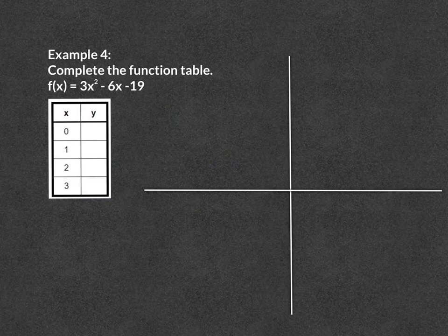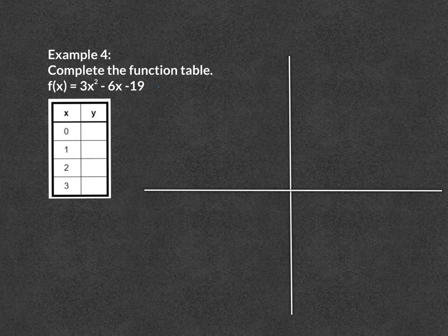Example number 4. Complete the function table. F of x equals 3x squared minus 6x minus 19. So remember, the notation f of x is exactly the same thing as y. To complete the function table, I'm going to put all of my x values into the equation to get my y value. Wherever there's an x, I'm going to plug in that value to get my y term. So I'm going to start off by rewriting the equation.